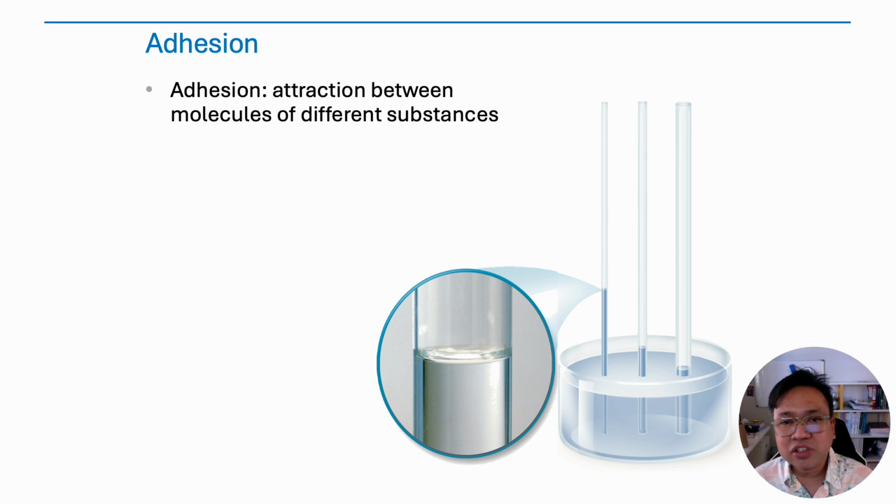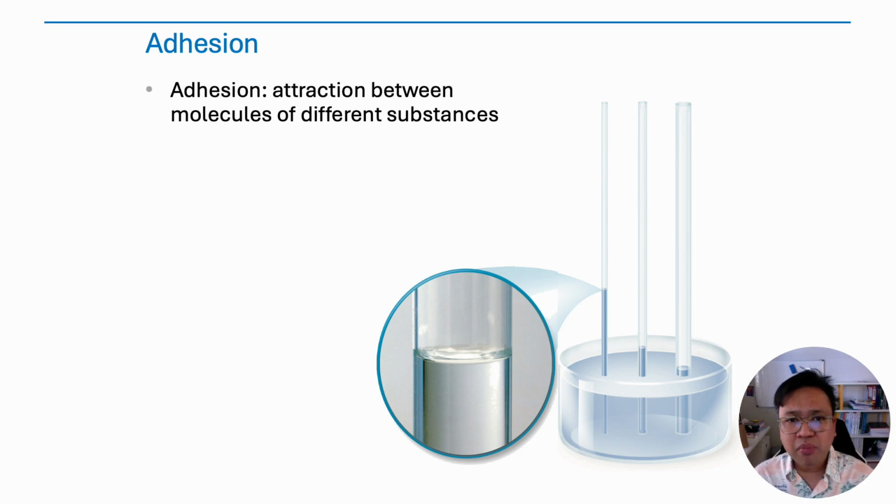Adhesion is the attraction between molecules of different substances. In water, adhesion occurs because water molecules can form hydrogen bonds or other intermolecular attractions with various surfaces or materials. This property is a result of water's polarity, where the partially positive hydrogen atoms and partially negative oxygen atoms are attracted to other polar or charged surfaces.